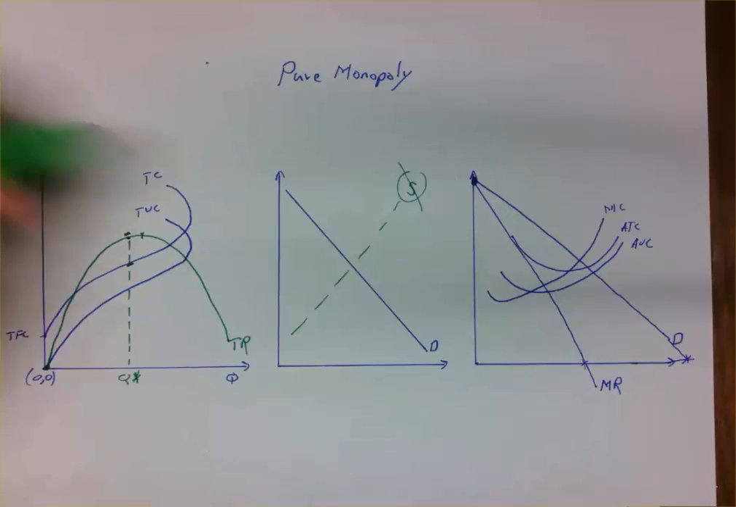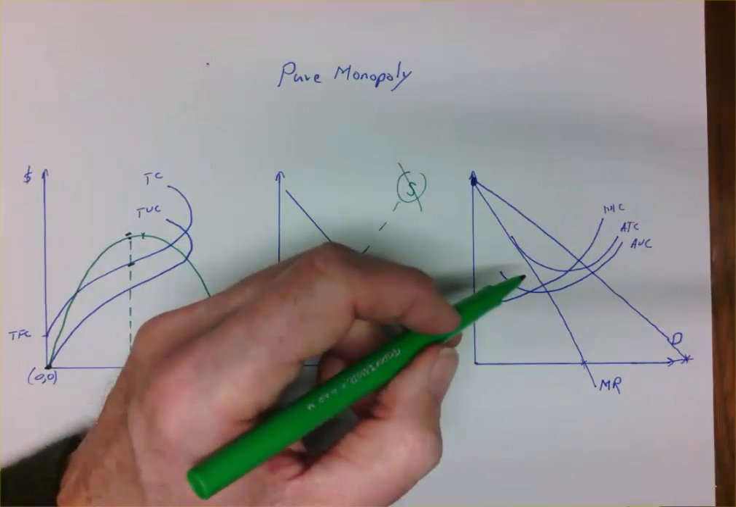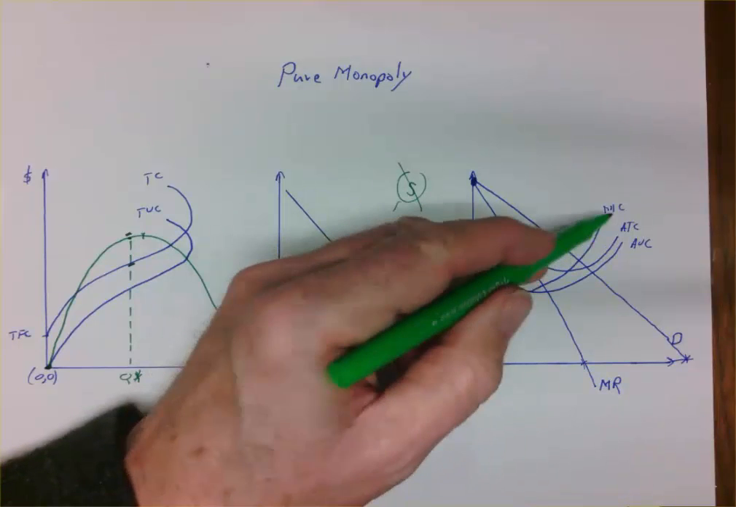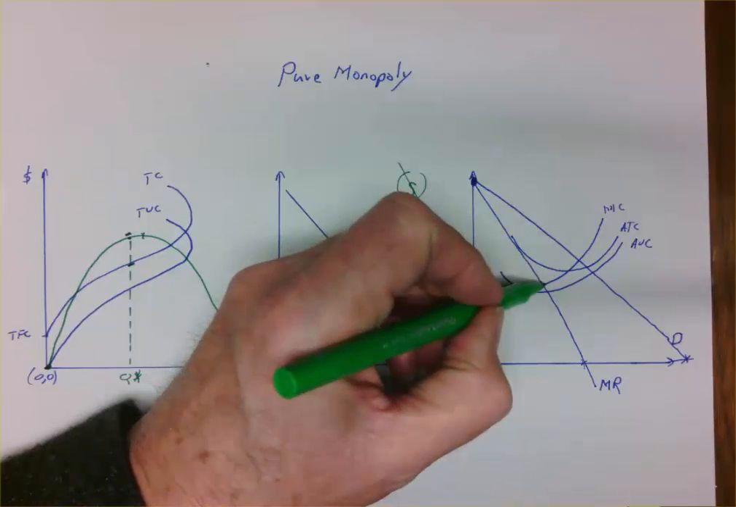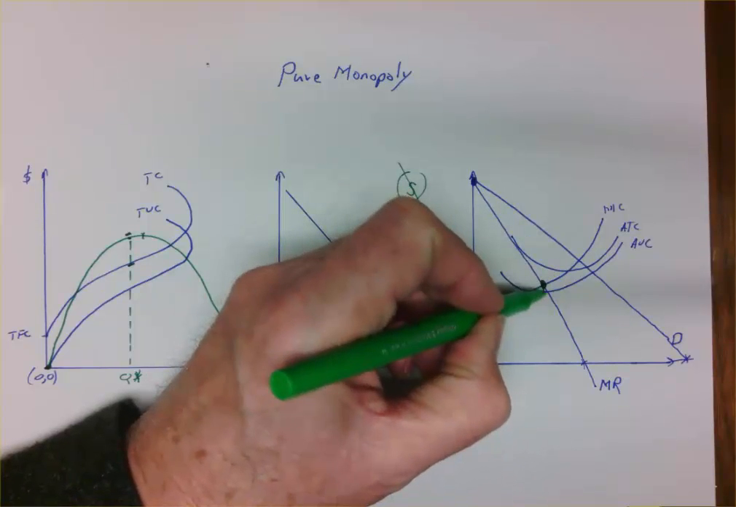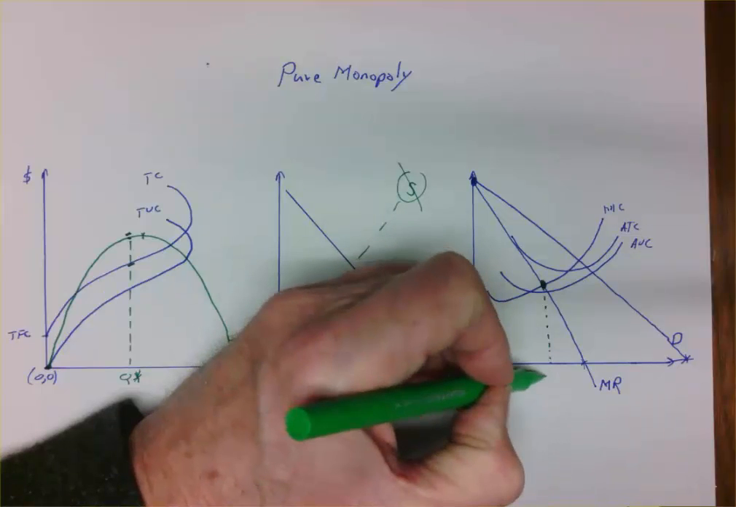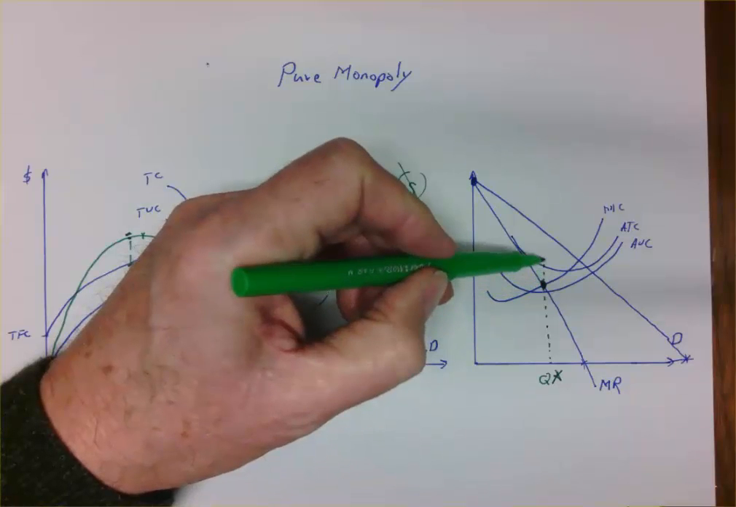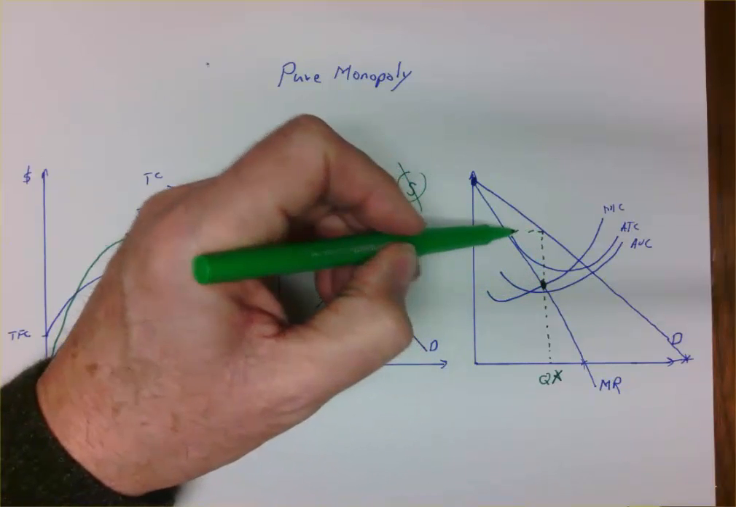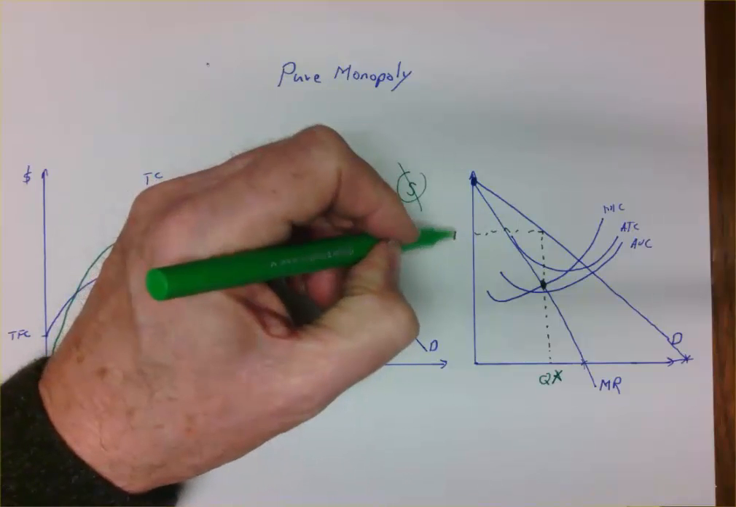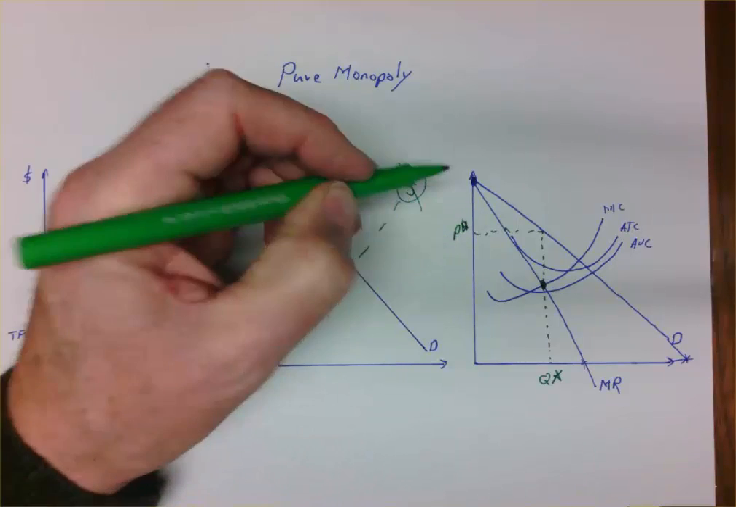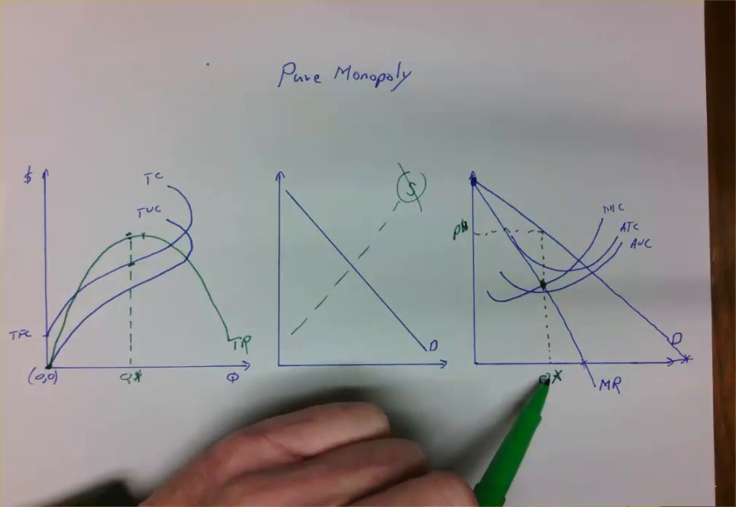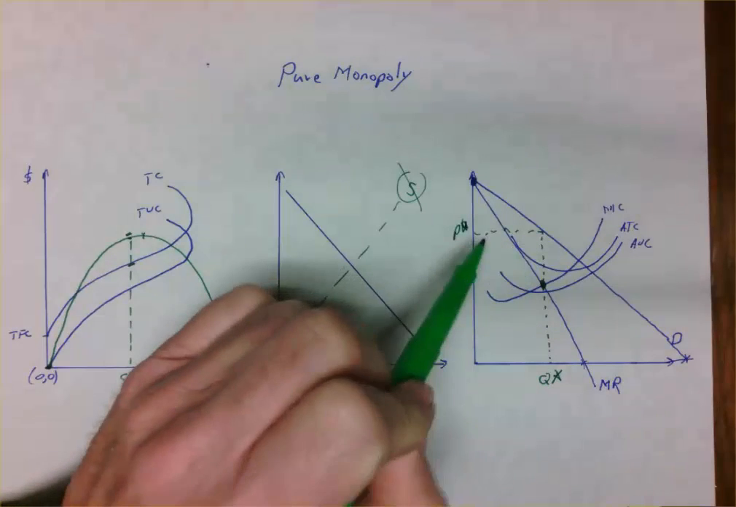Now to find Q star in this picture over here, you apply the rule that we applied before. That is, profit maximization occurs where marginal revenue intersects marginal cost. That's right here, where marginal revenue intersects marginal cost. And then all you do is you go straight up from there until you hit the demand curve and over, and that's P star. That's the profit maximizing price. So in the case of a monopoly, you really have to search for two things. You have to search for the profit maximizing output and the profit maximizing price.